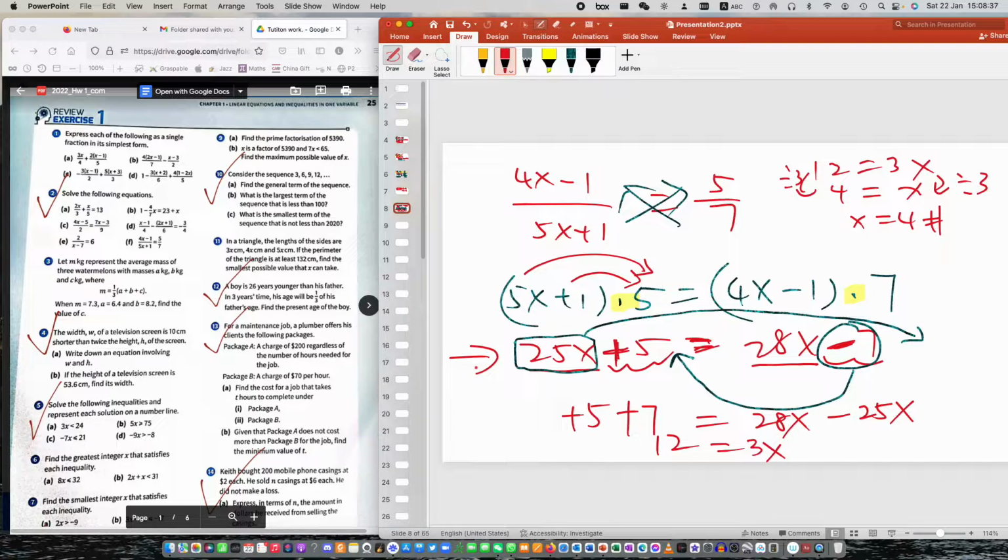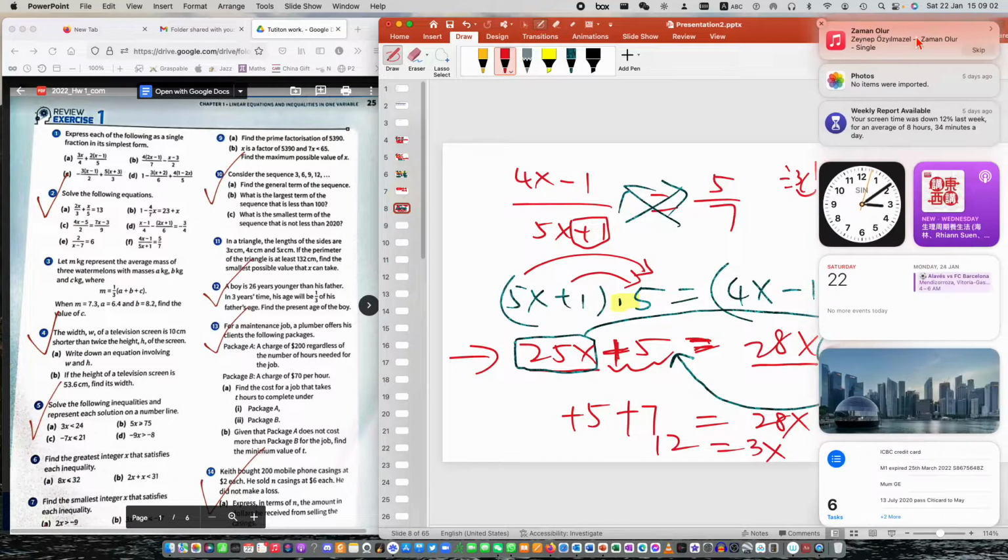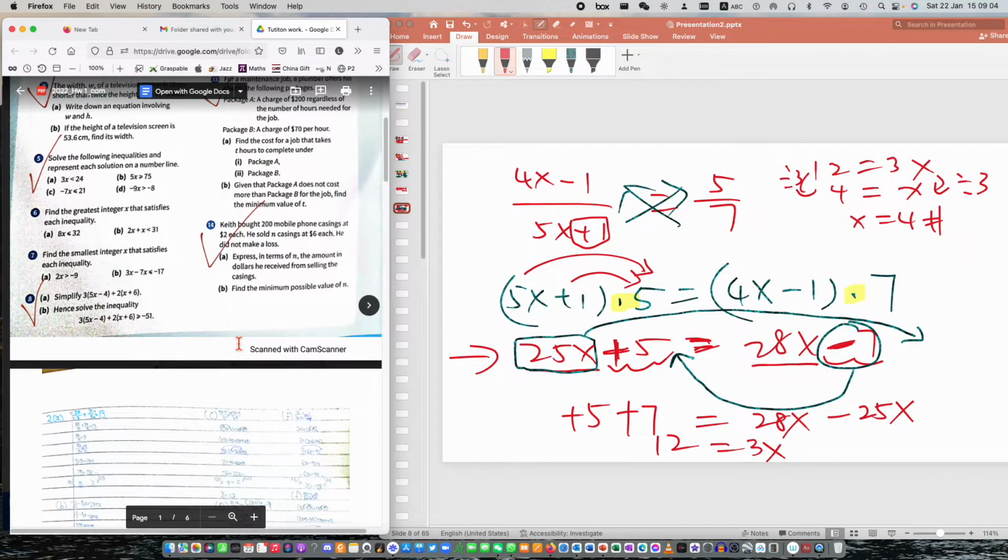You made a mistake already. Did you copy the question wrongly, or did I copy the question wrongly? This is plus 1. The question is minus 5. So it's minus 5 or plus 1? Plus 1. Yeah. So you copied the question wrongly. If you copy the question wrongly, of course you end up with the wrong answer, right? Does it make sense?